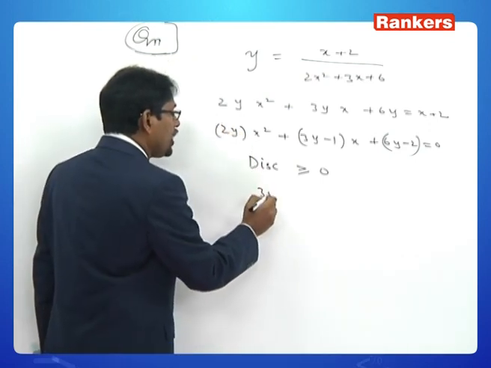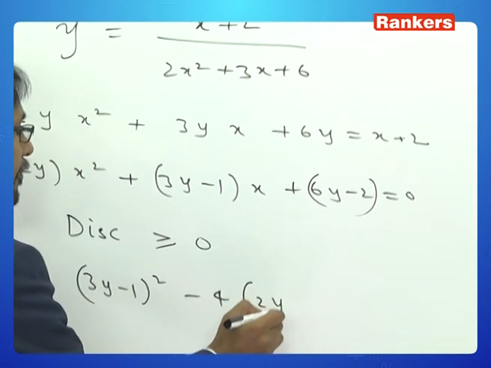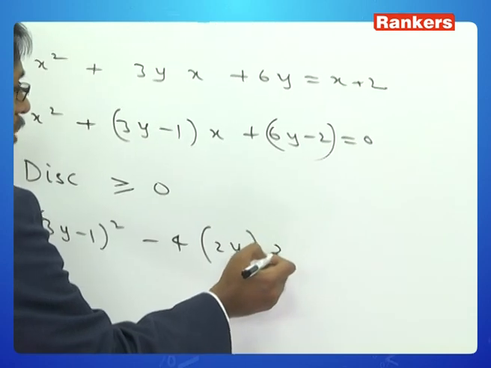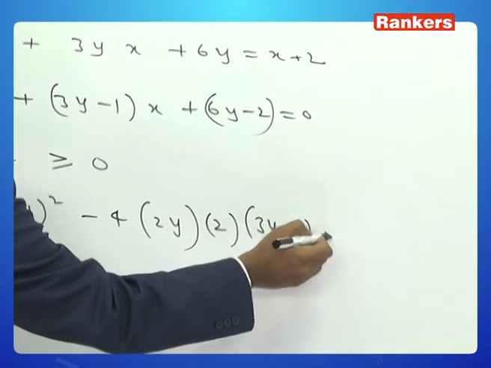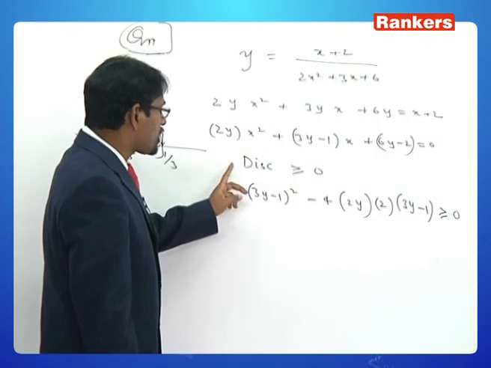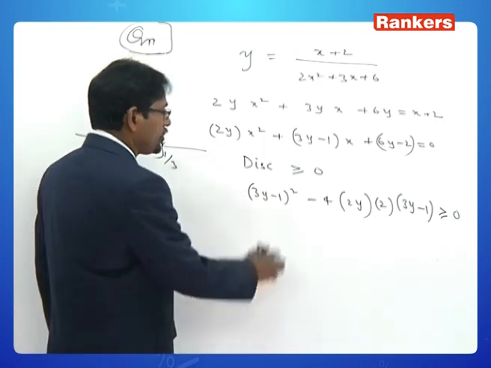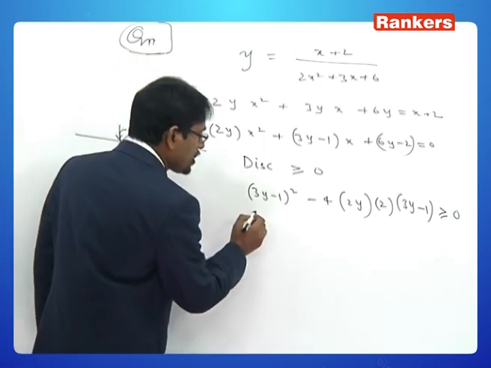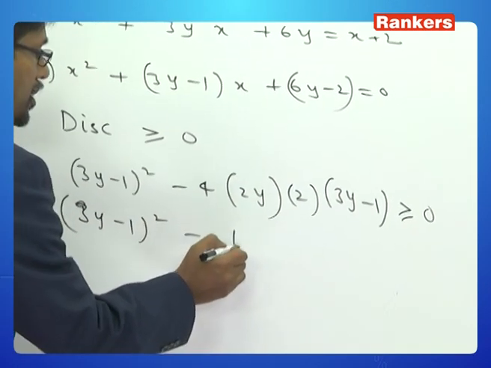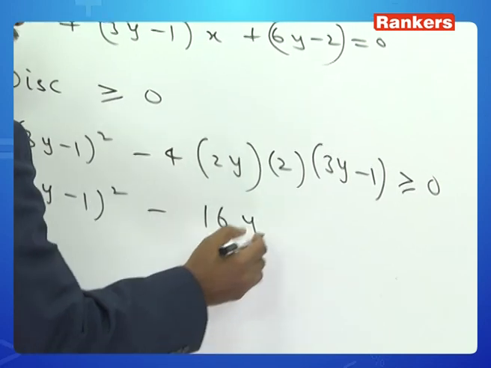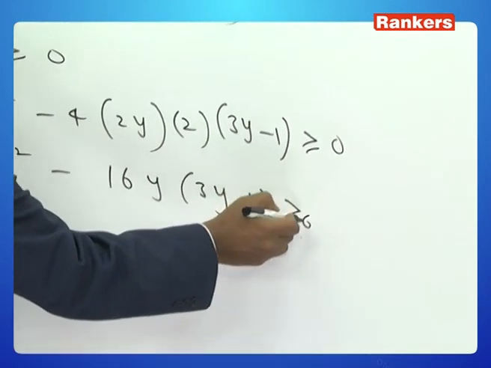Okay, so 3y minus 1 the whole square minus 4 into 2y into, we can take out a 2 common from here as well. We'll write it as 3y minus 1 greater than or equal to 0. The discriminant of this quadratic expression has to be non-negative. So for that, let's look at this. We have 3y minus 1 the whole square minus 16y into 3y minus 1 greater than or equal to 0.